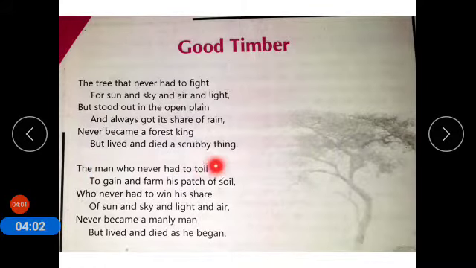The poet expresses his opinion that the person who never had to make an effort to get land and farm it, and never had to win his share of sun, sky, light and air and other elements of life, never became a well-disciplined, strong, hard-working man. He lived and died as he began, without any development.